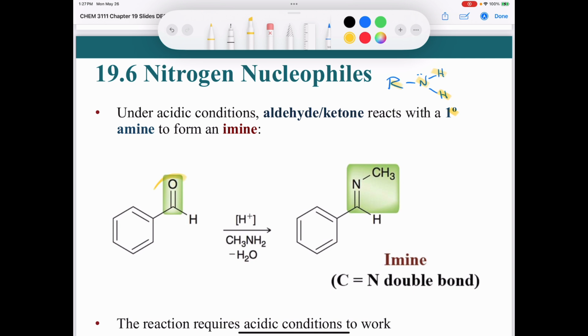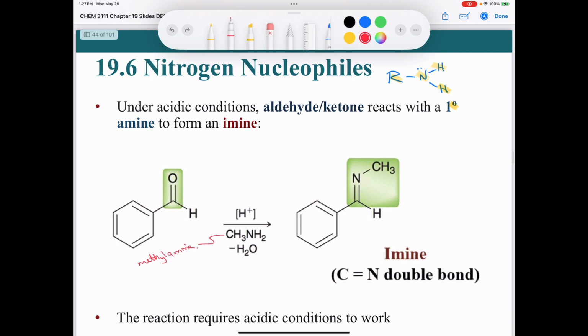So when we take our aldehyde or ketone and treat it with a catalytic amount of acid and this primary amine, which is called methylamine (I know we haven't learned amine nomenclature, but this is methylamine), which is a primary amine, of course we're losing water here. We form a new functional group called an imine, and the reaction requires acidic conditions to work, so we have a catalytic amount of acid shown here. Imines are also sometimes known as Schiff bases.